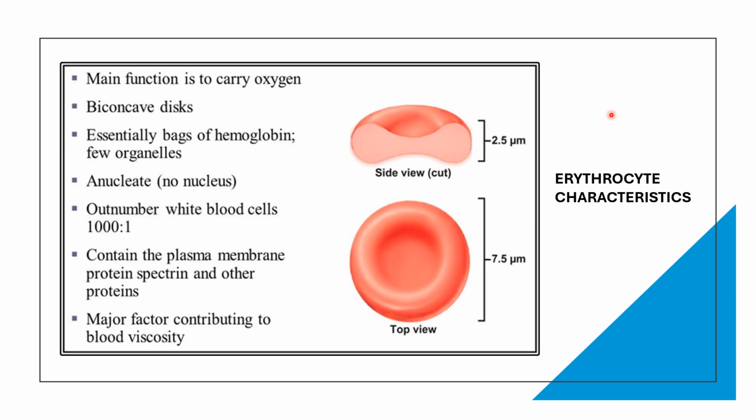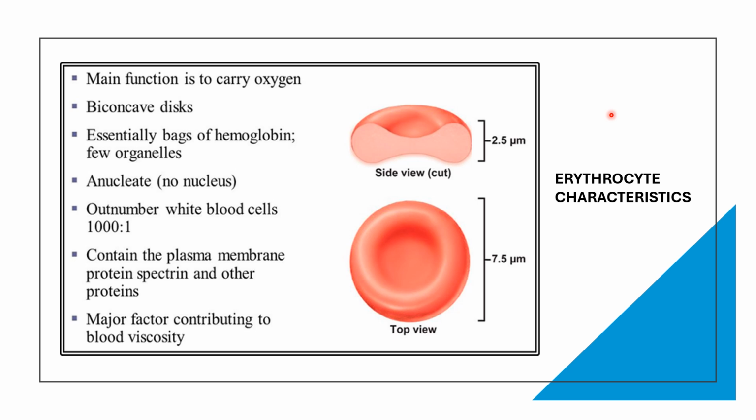So what are some things that make erythrocytes different than other cells? Their main function is to carry oxygen. They are biconcave discs. I think they look like a lifesaver that hasn't had the middle popped out. They're essentially bags of hemoglobin, which is, as I said before, a specialized protein. They have very few organelles. They do not have a nucleus. They outnumber white blood cells or leukocytes 1,000 to 1 in your bloodstream, hence the red color of your blood.